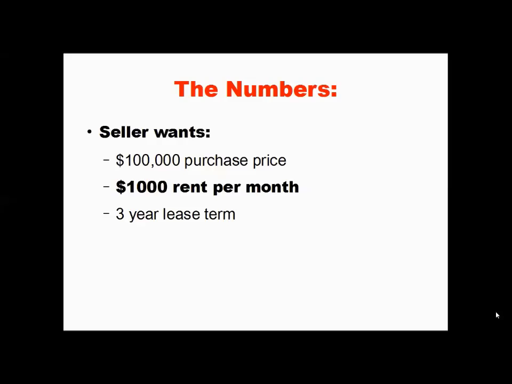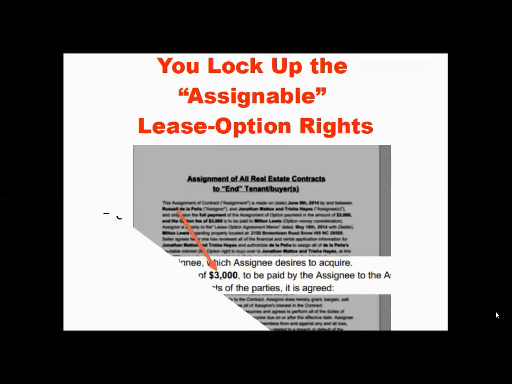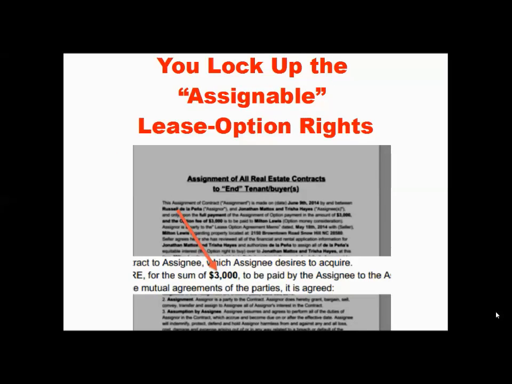So you're just buyer number one. Buyer number two is the end buyer, because they're the one that ultimately is going to buy the home, live in the home, etc. And so the seller is saying, look, I'll sell the property for $100,000. I want to rent it for $1,000, and I will give a lease term, meaning the end tenant buyer can lease this property for 3 years. Your job is to lock up the assignable lease option rights.